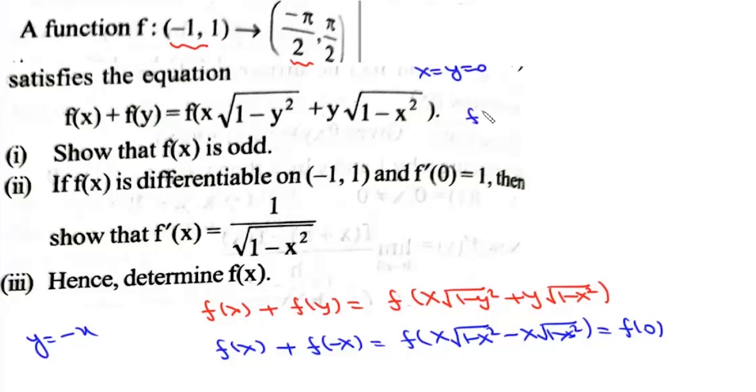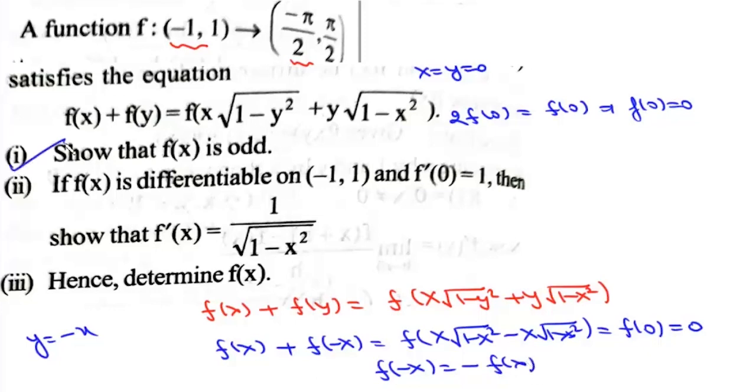So then it will be 2 times f0, and here it will be this f0. So clearly the value of f0 is 0. So from here we can clearly say f of minus x is minus f of x. Therefore this function is an odd function.